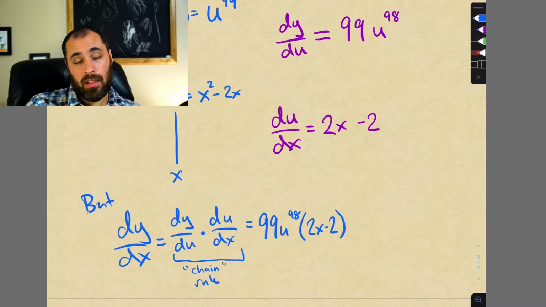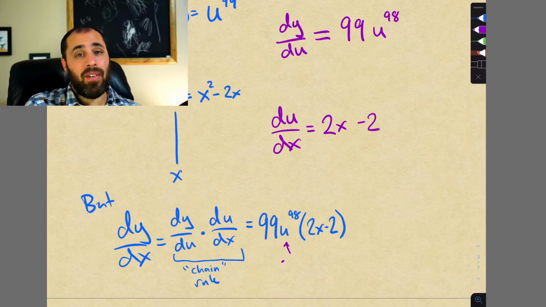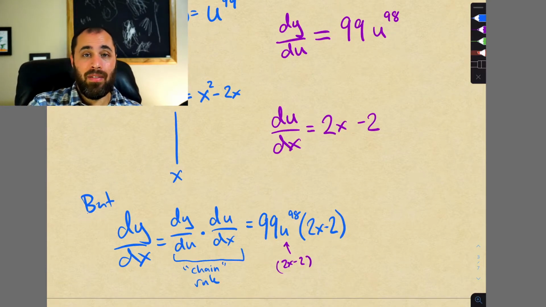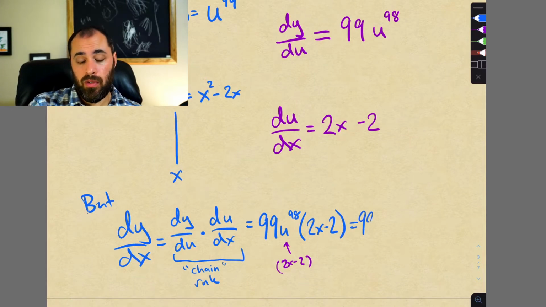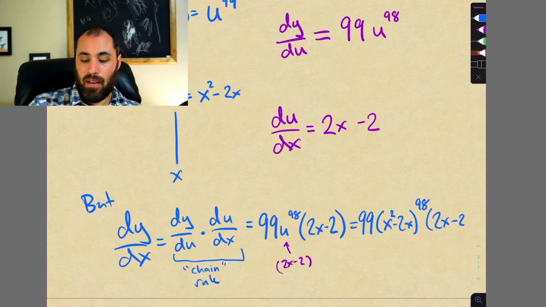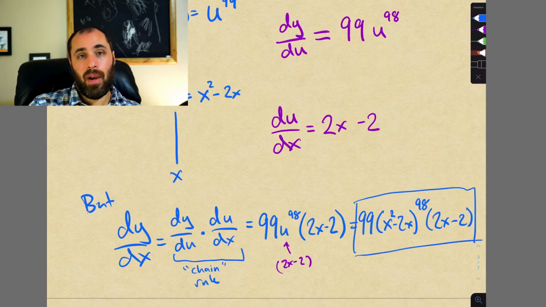We're multiplying these, but it's helpful to have our answer completely in terms of x. And remember, we gave the name u to the function x squared minus 2x. So let's unsubstitute. We'll plug in x squared minus 2x back in for u, and we'll get this as our derivative, dy/dx. This is the rate of change in y as x changes.